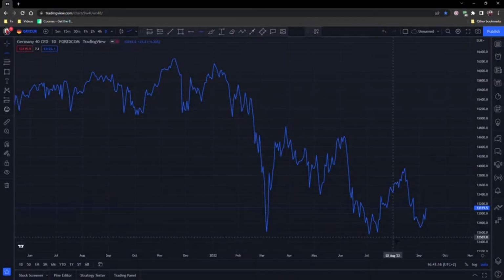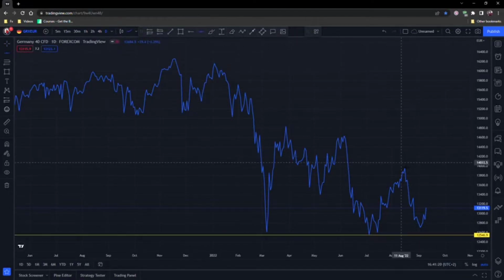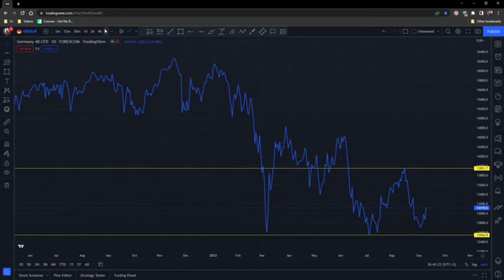Looking at Ger40, we are then gonna plot our low for the week and we are gonna plot our high for the week.